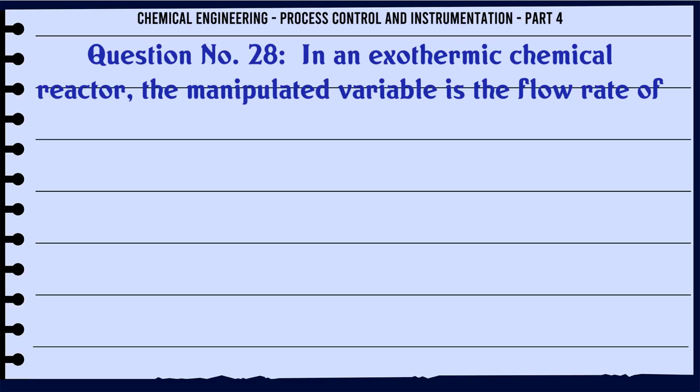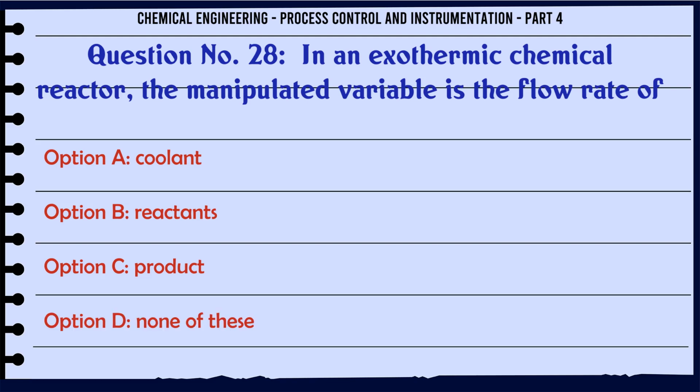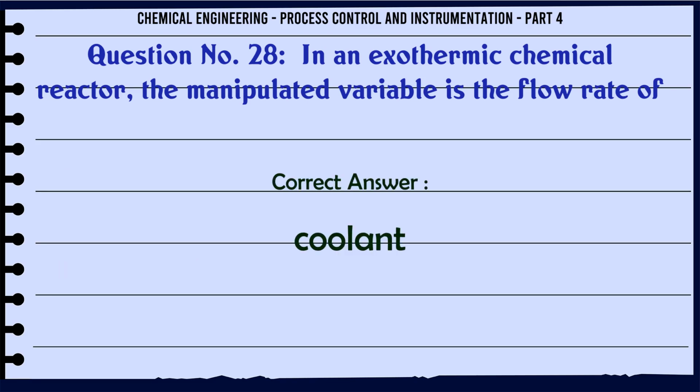In an exothermic chemical reactor, the manipulated variable is the flow rate of A. Coolant, B. Reactants, C. Product, D. None of these. The correct answer is coolant.